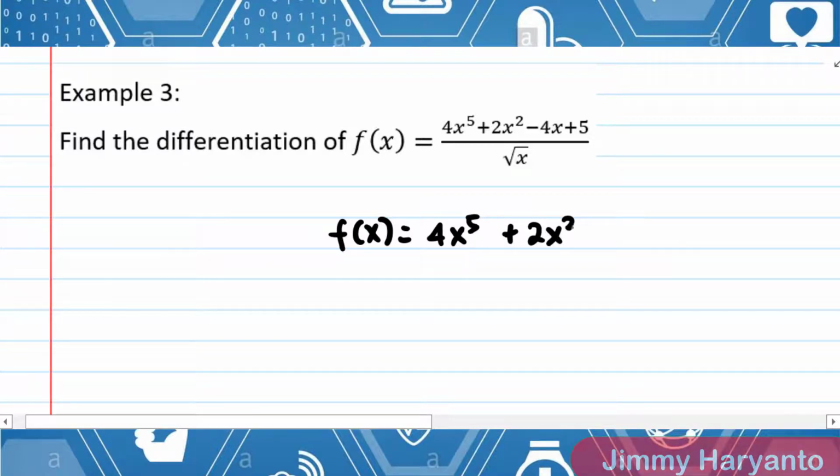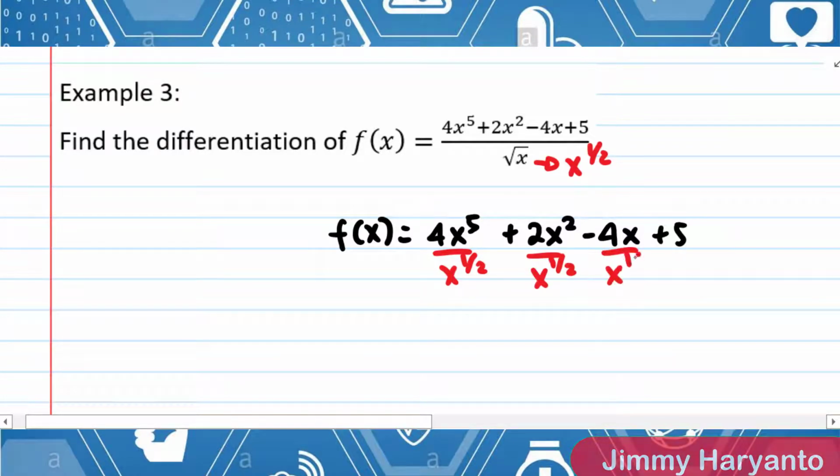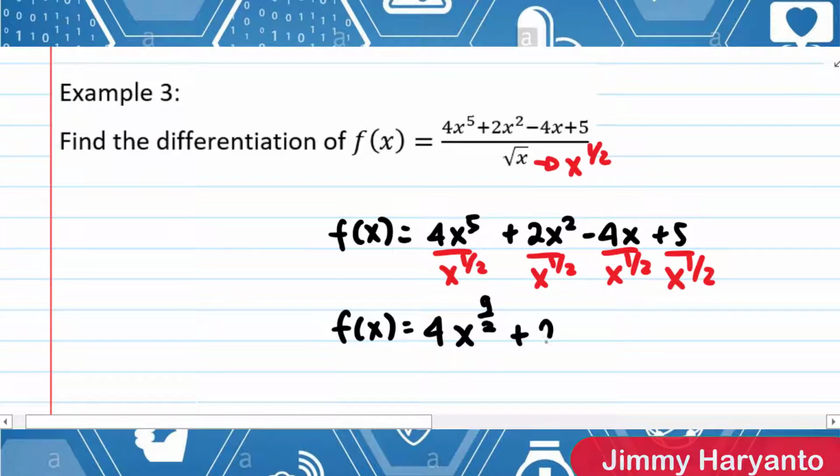4x^5 plus 2x squared minus 4x plus 5. As you can see, all of the functions at the numerator have to be divided by the square root of x, right? Square root of x means x to the power of half. So each of the terms has to be divided by x to the power of half. Therefore, you have 4x to the power of 4.5, 9 over 2, 2x to the power of 3 over 2.